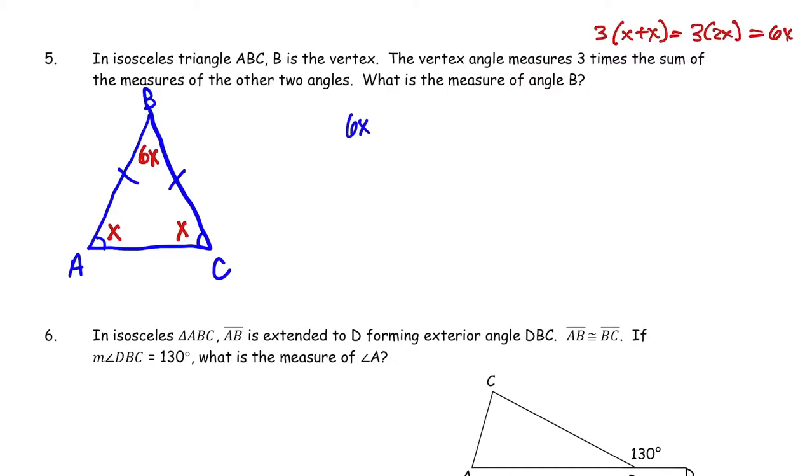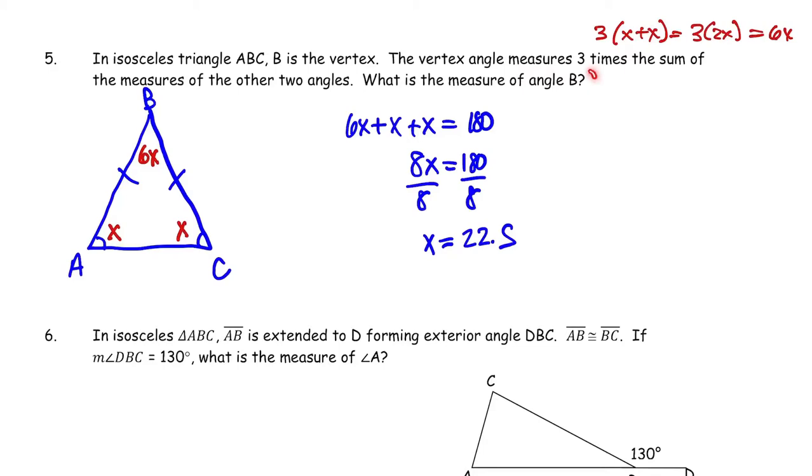I've got 6x plus x equals 180. Add all those together. That gives me 8x equals 180. Divide by 8. And again, another reason this question's tricky, it ends up being a decimal, 22.5. We're going to have decimals from time to time. That's why we use calculators on all these problems. So again, what does the question ask for? Measure of angle B. Angle B is 6x. So 6 times 22.5 is going to be 135. That's that angle.